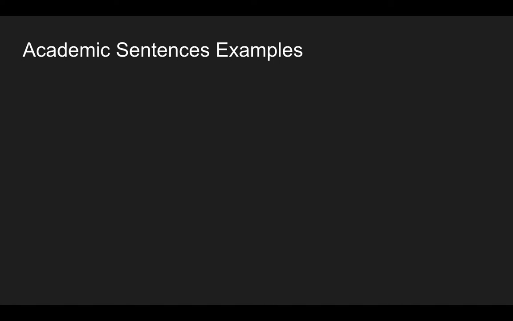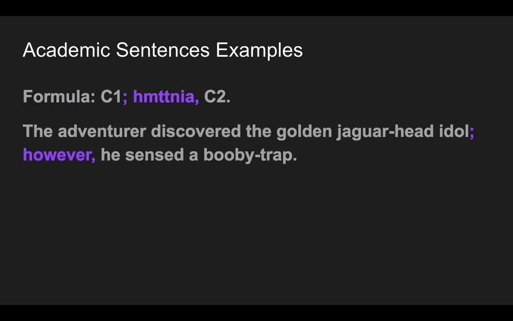Okay, let's take a look at some examples here. So there's a reminder of our formula. Now remember, you need all three of the pieces of the linking component in this academic sentence. You need that semicolon, you need your HMTTNIA family member, and you need the comma. The adventurer discovered the golden jaguar head idol; however, he sensed a booby trap. So as I mentioned before, the however is explaining the two ideas and their relationship to each other. So even though the adventurer discovered what he was looking for, he also senses there's some trouble coming up. So it makes sense that we're going to use however, because that shows opposition.